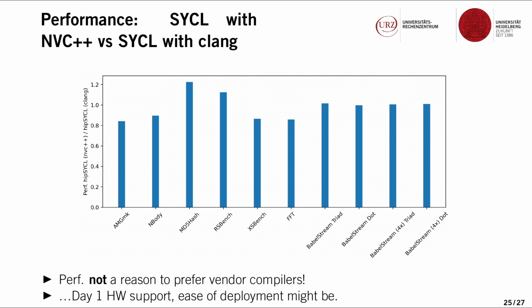And this is HipSYCL using NVC++ normalized by HipSYCL using Clang. And what we see here is that Clang actually performs very, very well. So there are only 2 benchmarks where NVC++ performs noticeably better than Clang. And there are several benchmarks where Clang actually is faster than NVC++. And so clearly performance is not a reason to prefer vendor compilers. Open source compilers deliver great performance. However, day 1 hardware support or ease of deployment might be a reason to consider vendor compilers.